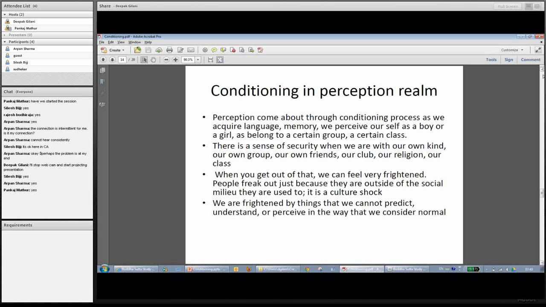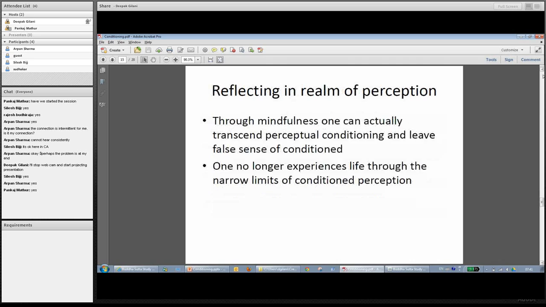These perceptions are not there when a child is born, but as a child grows, everybody learns these perceptions. And so, if we have to go out of our perceptions, most of the time we get frightened, and we want to come back to something which is more predictable, something which we have seen. And so this is the whole conditioning we have in the realm of perception.